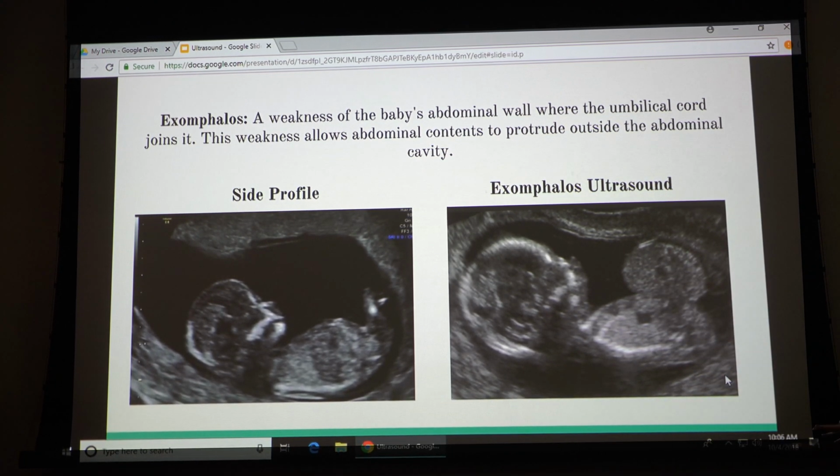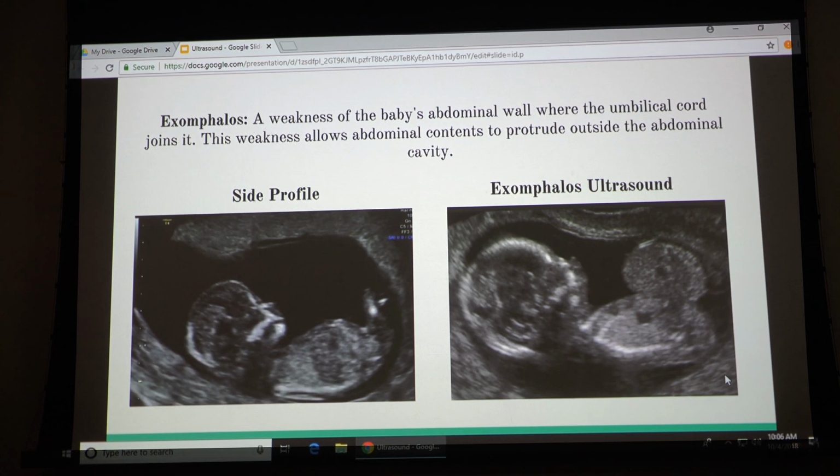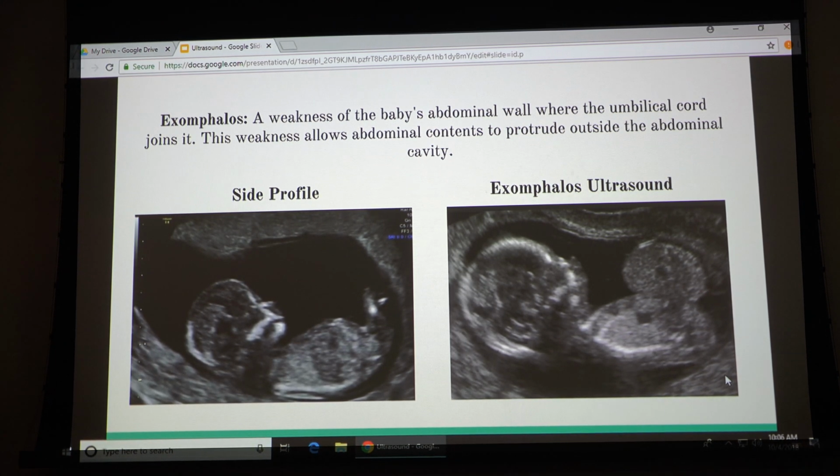So when a mother receives this diagnosis, she will have a C-section again to prevent pushing on the protrusion. And then depending on the size, the baby could have one surgery to have the problem fixed, or they may have to receive multiple to have the problem fixed.